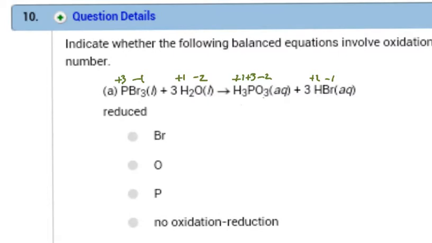Now we have to decide what's being oxidized or reduced, or if anything. So we're looking for things that are changing oxidation state. Phosphorus? Nope. Bromine? Nope. And if we keep going down the line, let's see. Oxygen? Nope. It's -2 everywhere. And hydrogen is +1 everywhere. So it looks like this one is not a redox reaction. So therefore we just choose not a redox reaction.